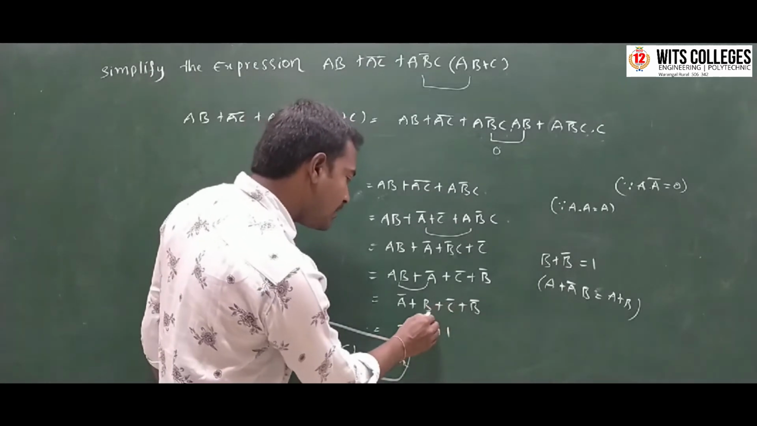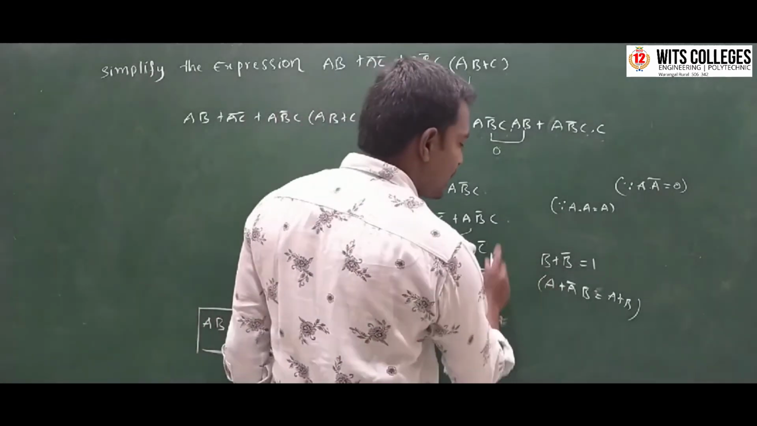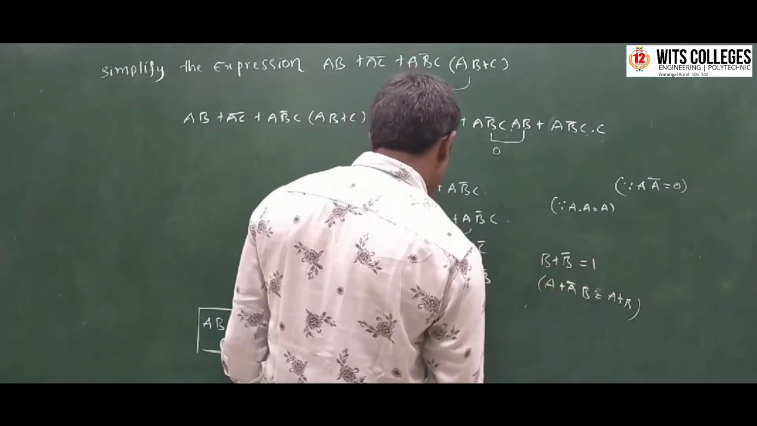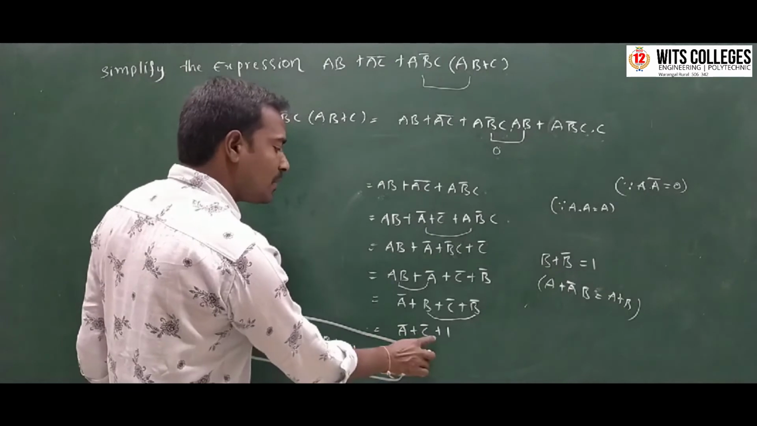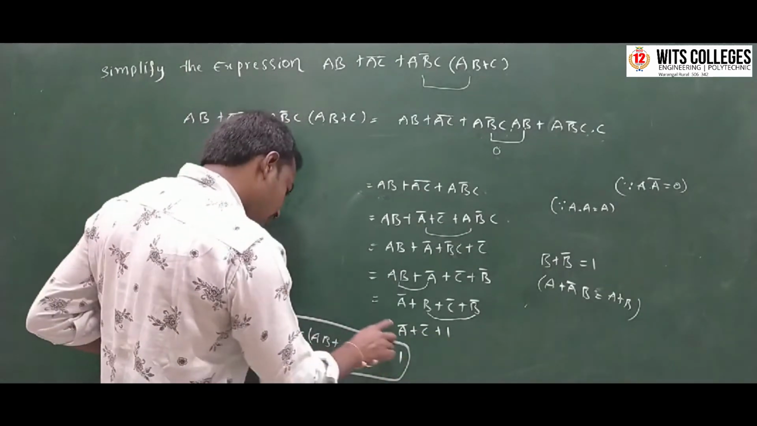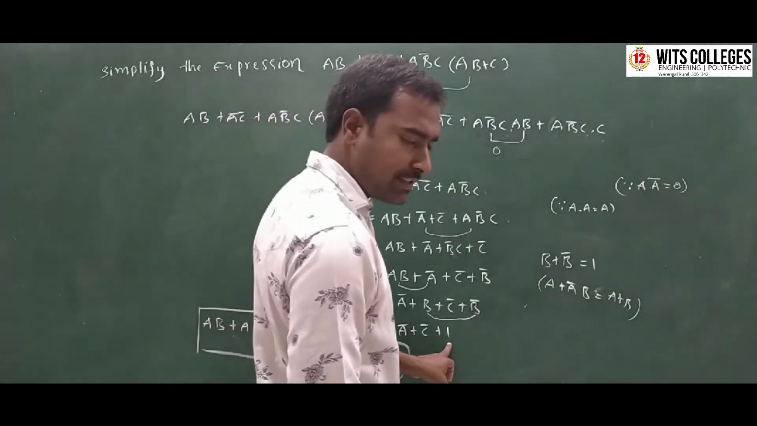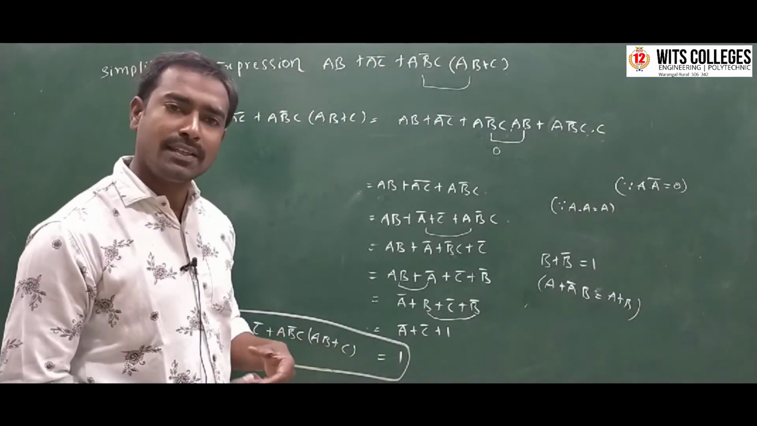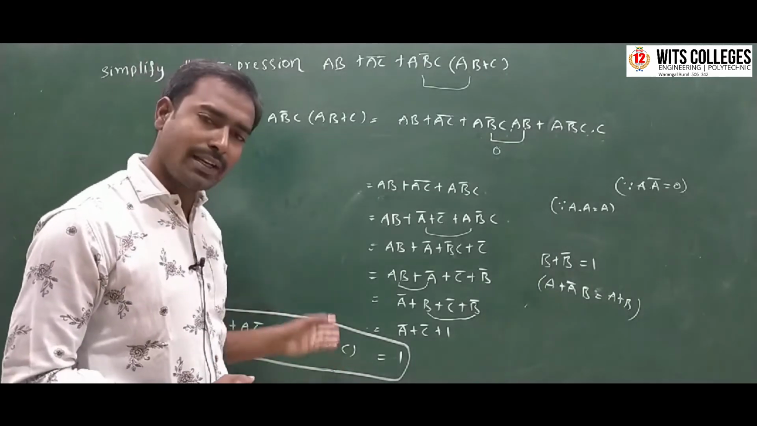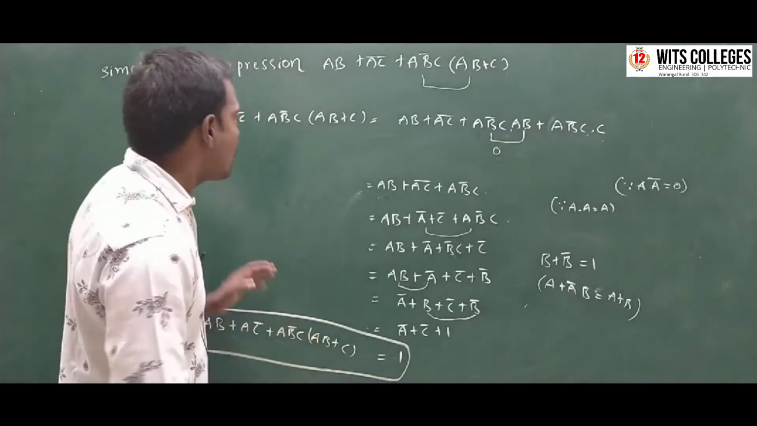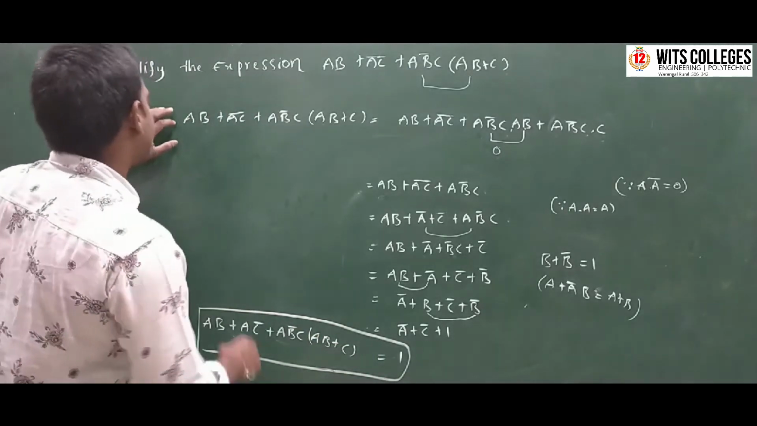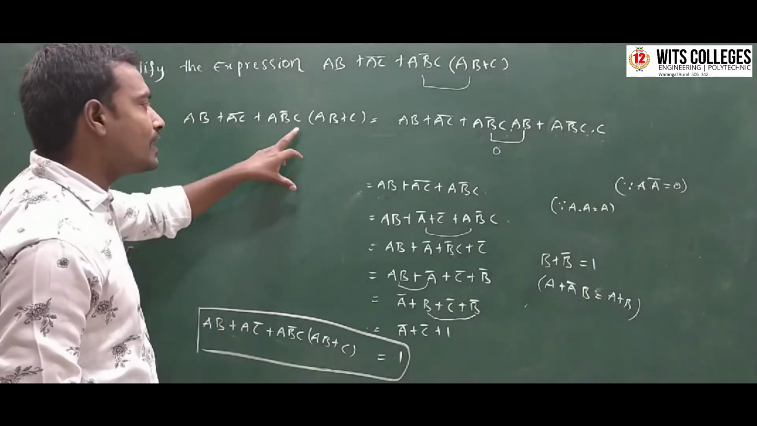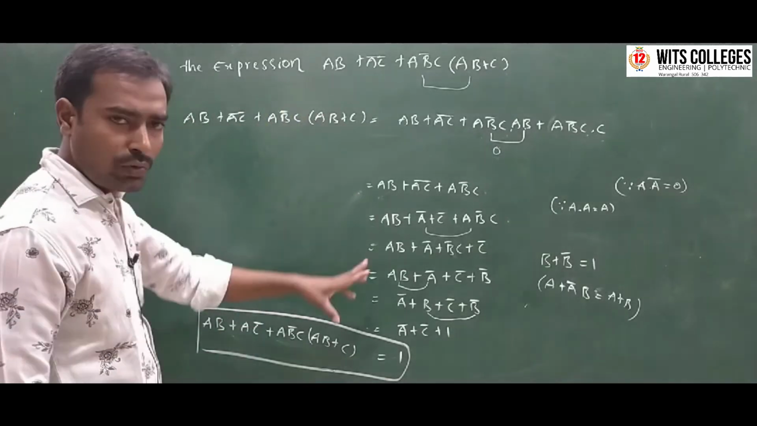Okay, so here B plus B bar is equal to 1. So A bar plus C bar plus 1, and 1 plus 1 is equal to 1 in the Boolean expression. A plus B plus C is equal to 1, then the total expression will become 1. So finally the simplified expression A into B plus A C whole bar plus A B bar C into A B plus C is equal to 1.